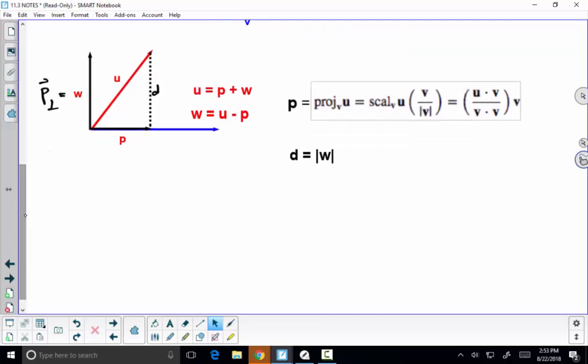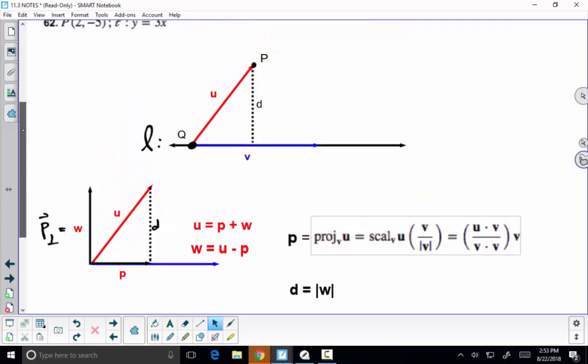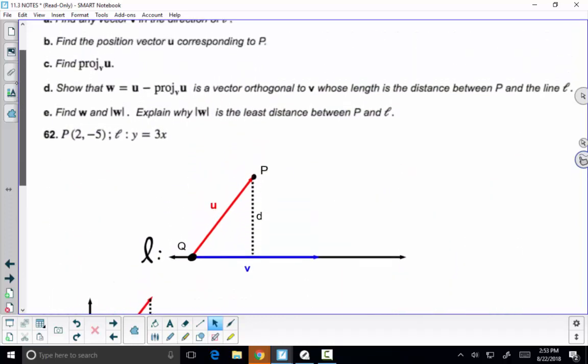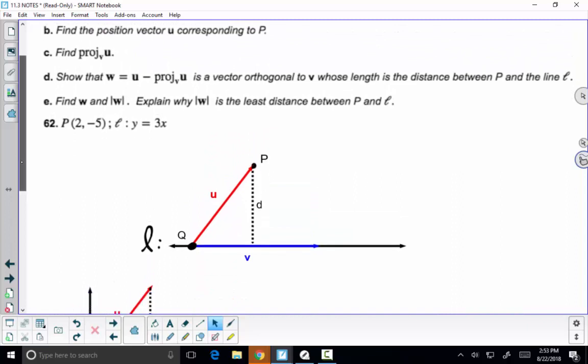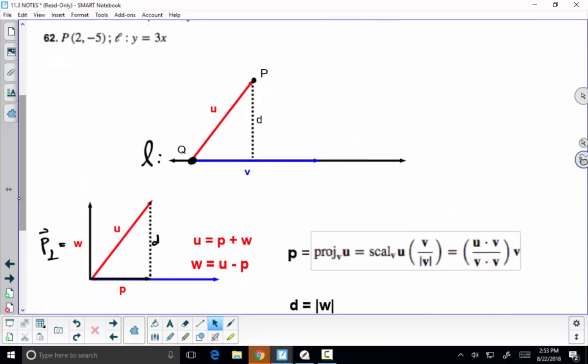All right, so let's go ahead and work through this one then. So this is what they're doing. All this talk up here is what they're explaining. So we're going to start here. So P is the point (2, 5).